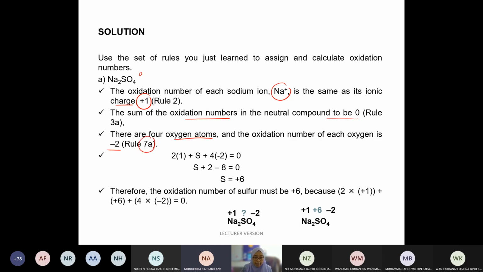This is rule 7A. Okay, when we combine all of these, we total up, we got S is equal to +6. Okay, S is equal to +6. And this is just for checking, guys. You insert +6 into this one, and do you get 0? If you manage to get 0, that means your final oxidation number is correct. This is the last check: make sure you get 0 when you insert into this equation.